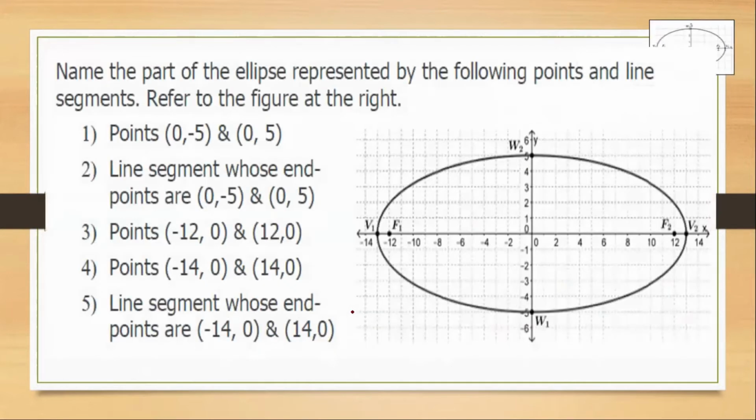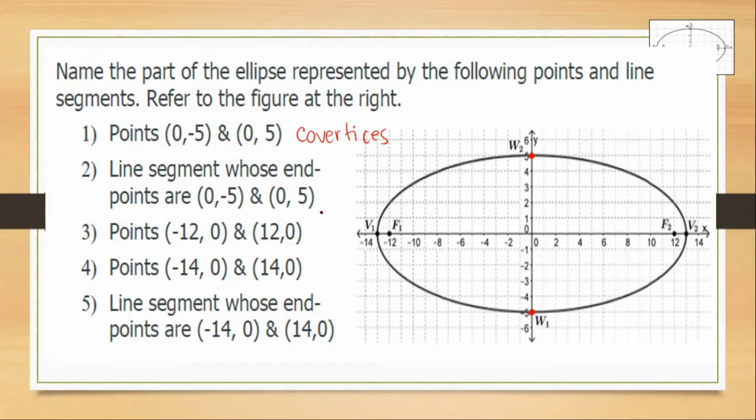Okay, let's continue. Name the part of the ellipse represented by the following points and line segments. Refer to the figure to the right. So those are the points 0, negative 5, and 0, 5. What do you call this one? As you can see, it is a shorter part of our ellipse, not this one. It is perpendicular to our principal axis. So what do you call that? This point and this point that contains our minor axis, it is your co-vertices.